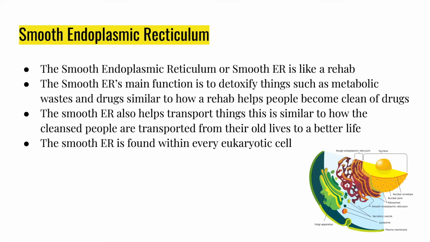The smooth ER helps transport things also. This is like how whenever someone goes into rehab and they come out clean, it's transporting them along the way, symbolically. And the smooth ER is found within every eukaryotic cell. The smooth ER is this wacky looking stuff outside of the rough ER right here. And the rough ER is right outside the nucleus.